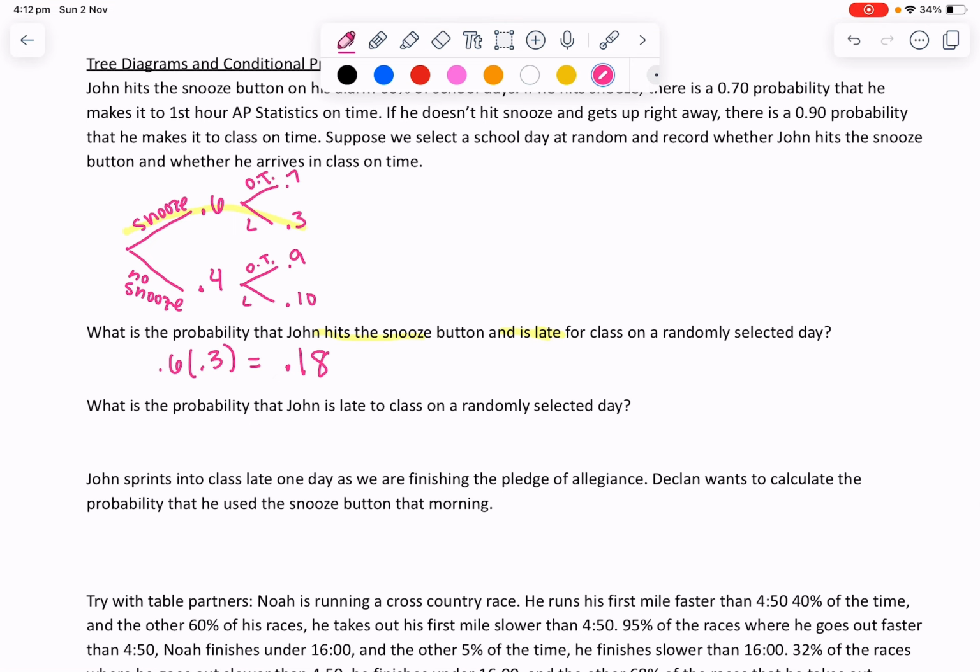What is the probability that he is late on a randomly selected day? Well, there's two ways that he could be late, right? It's the one we just looked at, but then there's also this way that he could be late. There's two different pathways. So we have to consider that first one. And we have to consider the possibility that he doesn't hit snooze and still manages to be late. It happens. And in total, we get 0.22.